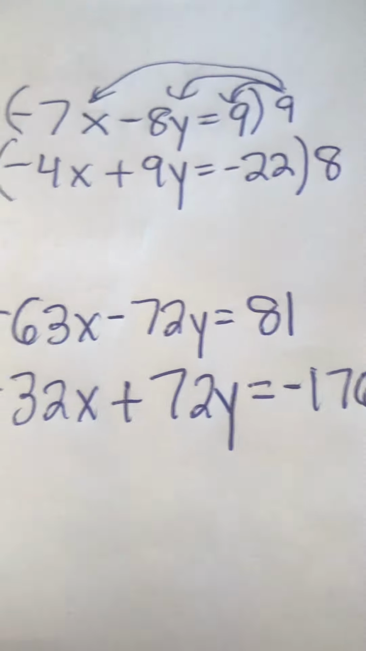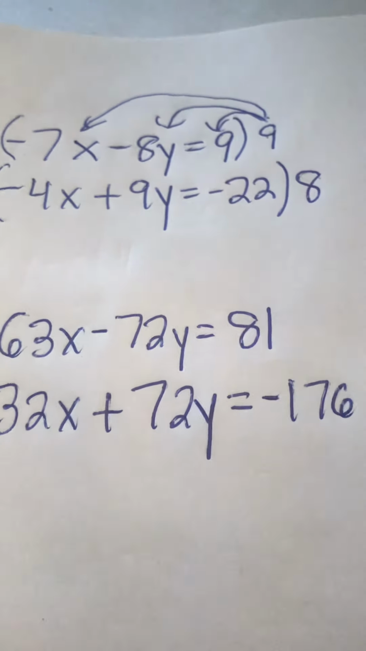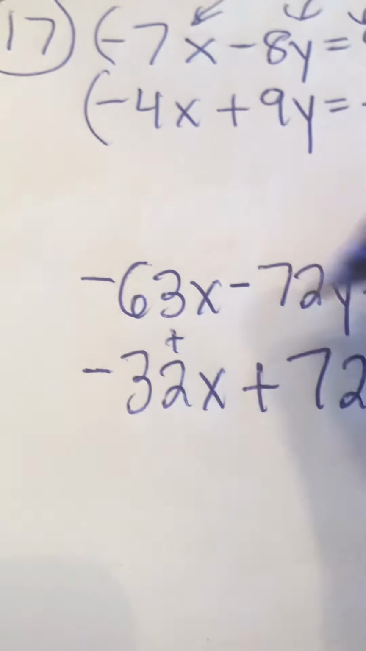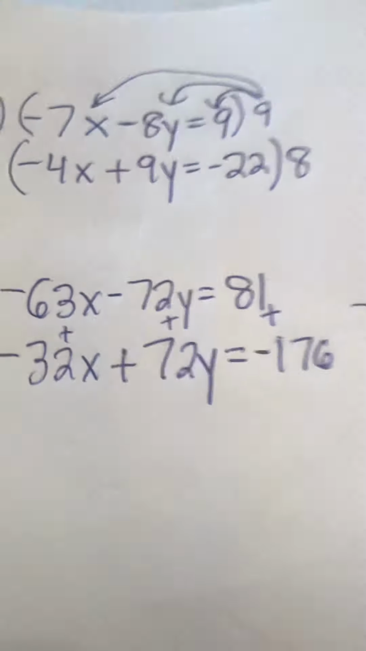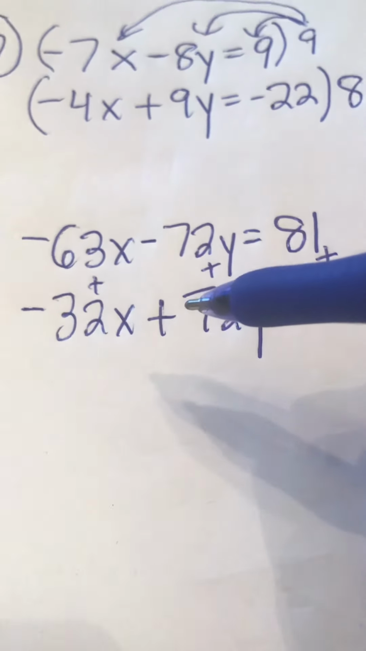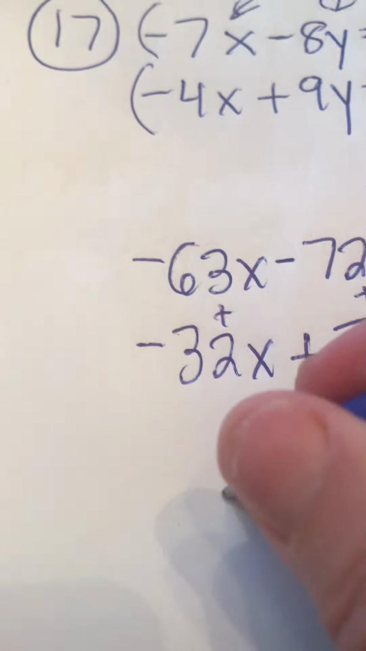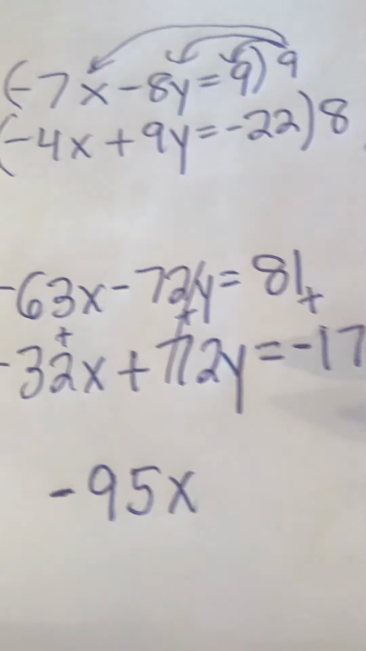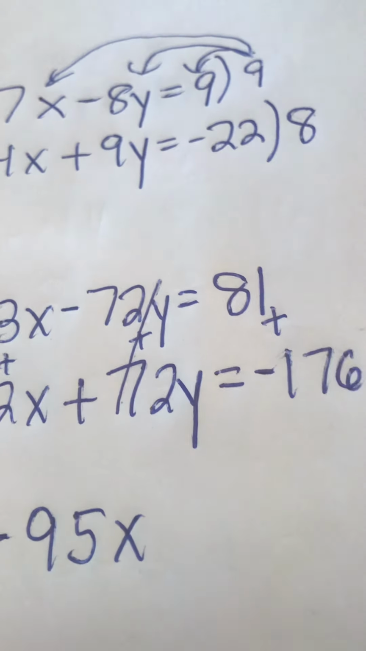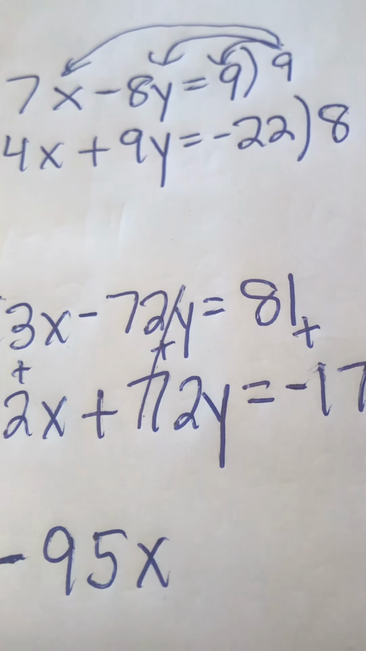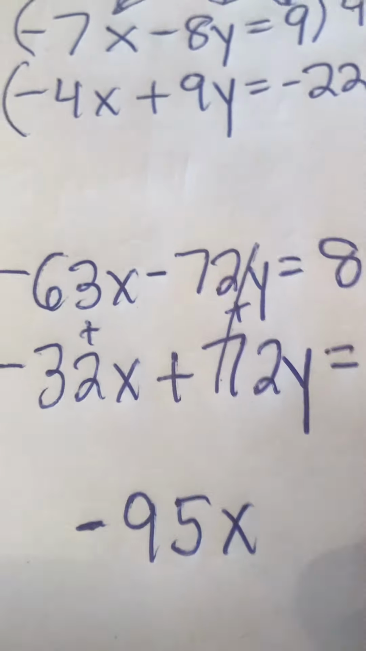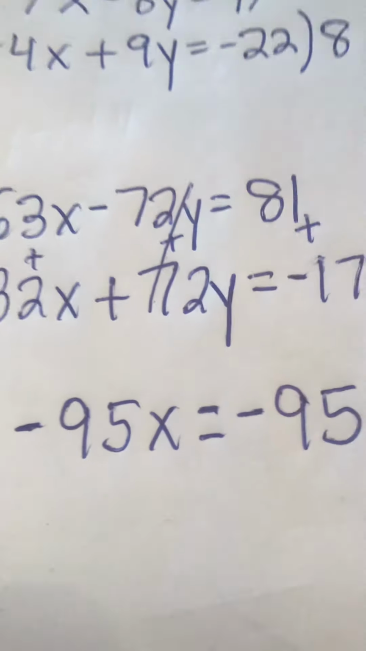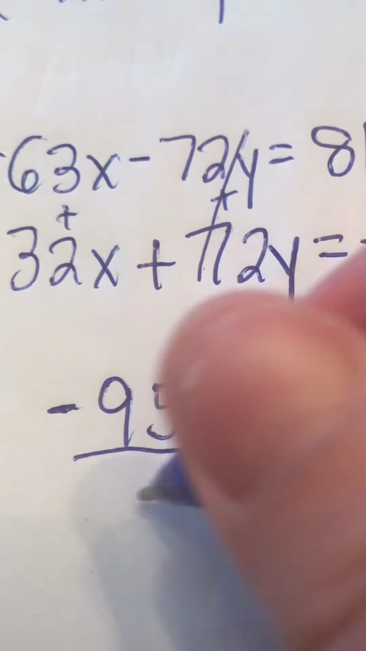All right, so all that work allowed me to get the coefficients to be opposite. Now I can go ahead and eliminate by the addition method. So I'm going to add, and when I do that, negative 63 plus negative 32 is negative 95x. The y's eliminate because negative 72 plus positive 72 just disappears. Then 81 plus negative 176 is negative 95. And now I can go ahead and solve for x by dividing both sides by negative 95.